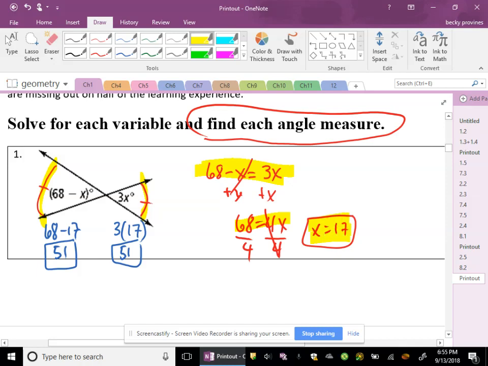Then I plug it back in because the directions say find the measure of each angle. When I plug it back in, I get 51 and 51. Now, does it make sense that they're the same number? Of course it does, because vertical angles are congruent, which means they have the same measurement.